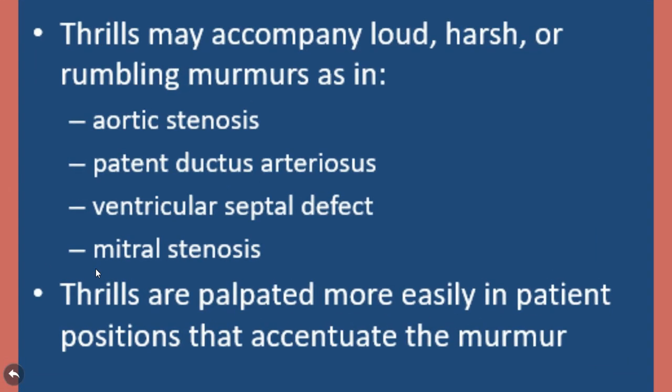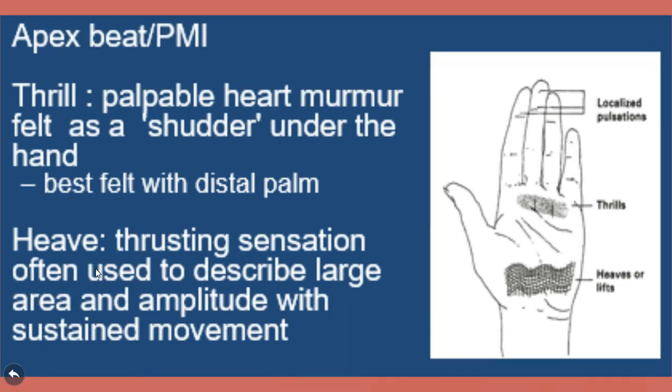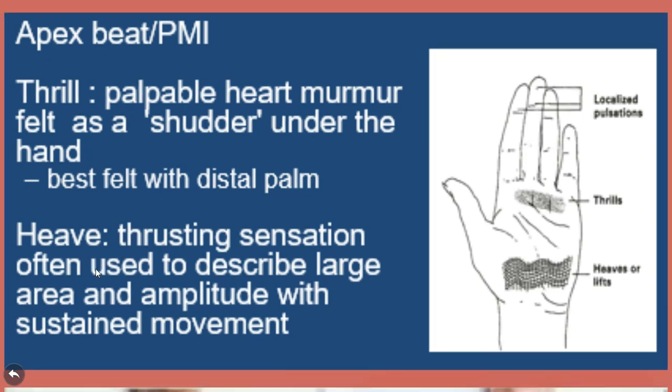Trills may accompany loud, harsh, or rumbling murmurs. Examples are aortic stenosis, PDA, VSD, and MS. Trills are palpated more easily in patients in a position that accentuates the murmur. Trills are best appreciated at the distal part of the palm, while the heave is best appreciated at the base of the palm.